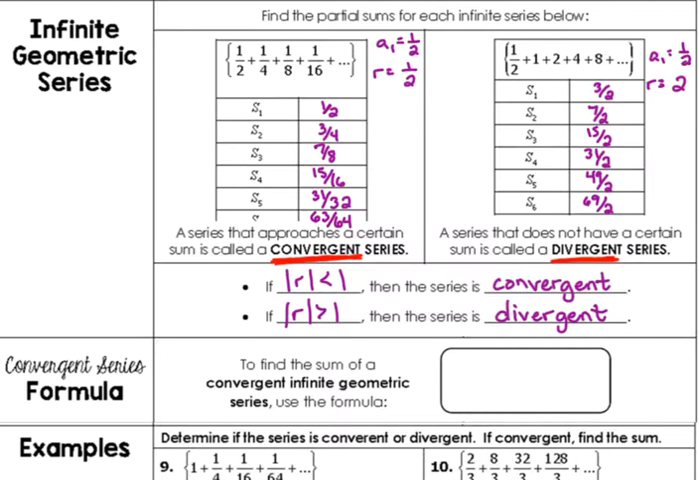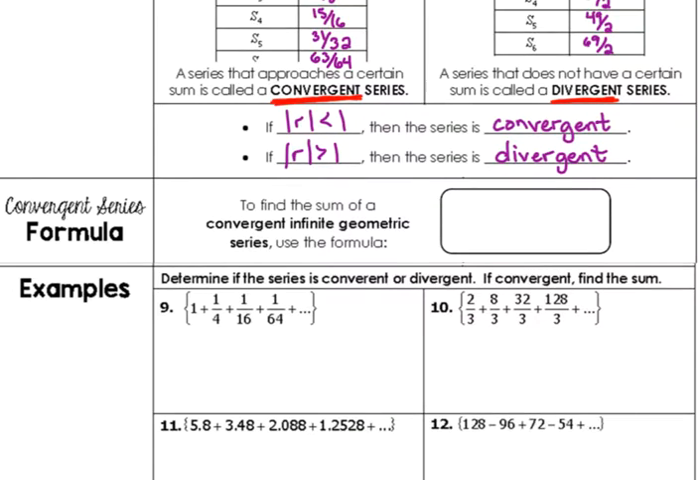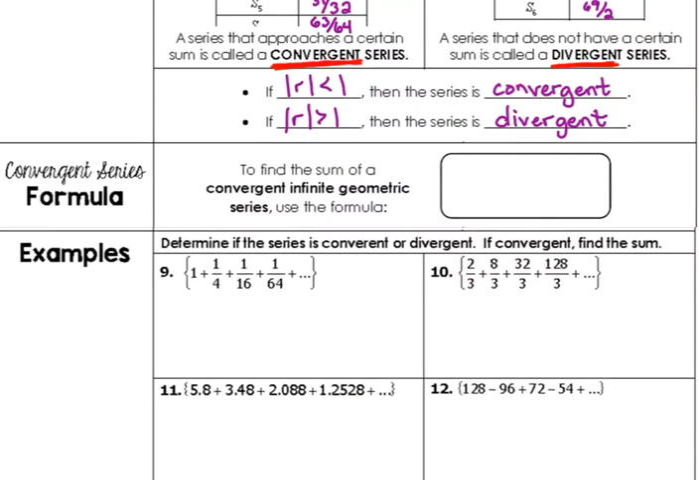Just if it's greater than 1 or if it's less than 1, don't worry about 1. You're never going to have to deal with r equal to 1. Okay, so if you are convergent, you can find the sum of an infinite series, only if it converges, because it starts to level off.